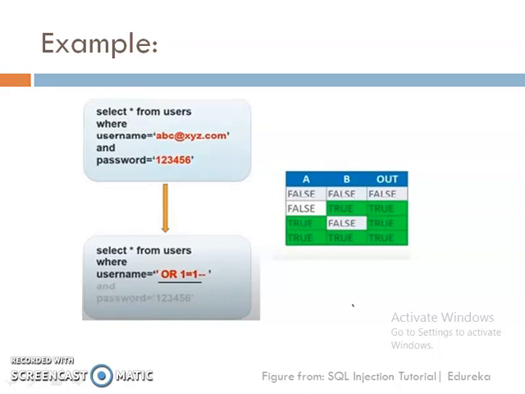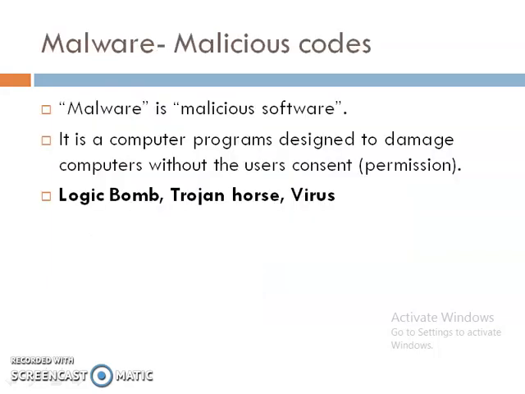Okay. So use of bind parameter function can prevent the SQL injection attack. Next, malware. That means malicious code. Malware is malicious software. It is a computer program which is designed to damage a computer without the knowledge of the user, without the user's consent. For example, logic bomb, Trojan horse, virus, these are malicious code, or say malicious software, or say malware.